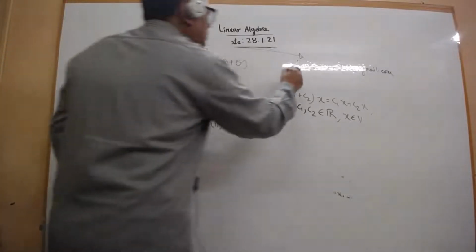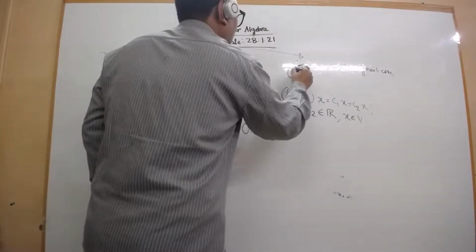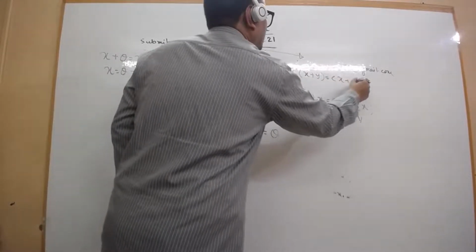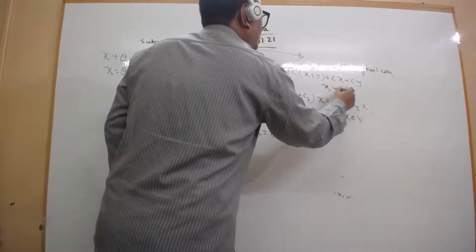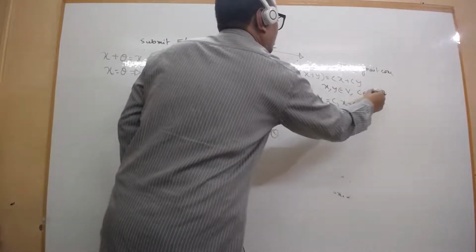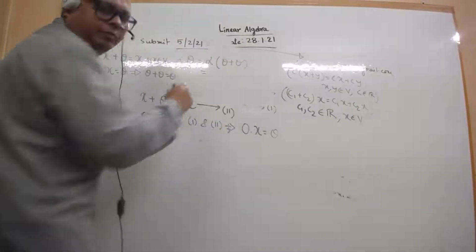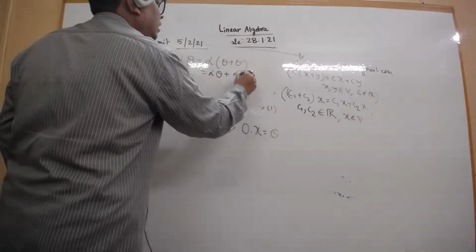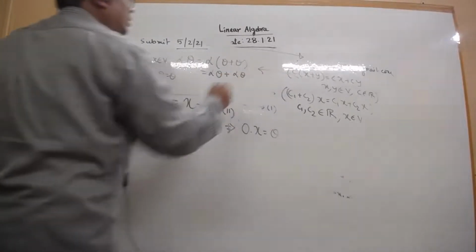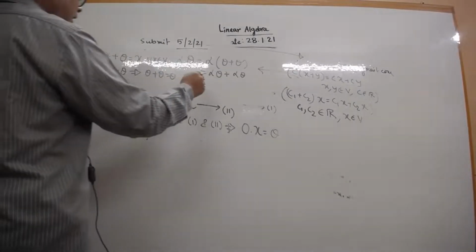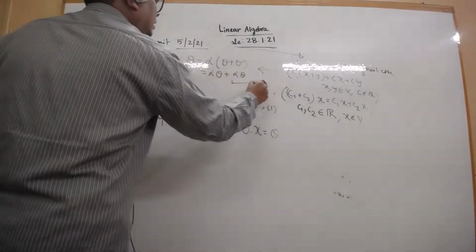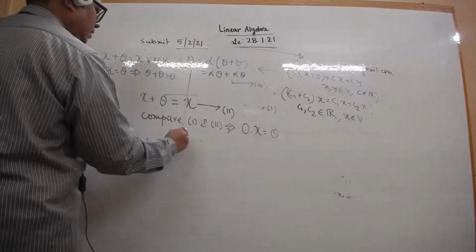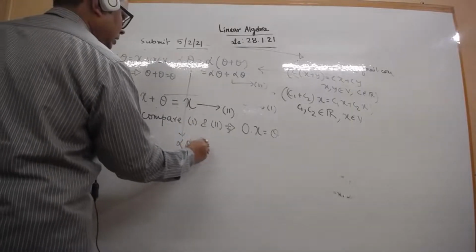Now use these axioms: c(x plus y) equal to cx plus cy, where x, y belong to V, c belongs to R. Then alpha theta equal to alpha theta plus alpha theta. Okay, use this. Now again compare this with x plus theta equal to x. Then you see that alpha theta equal to theta.